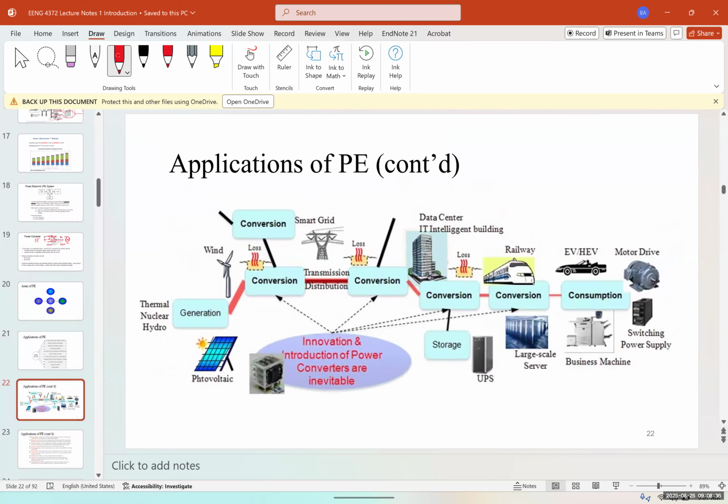And these are some applications, again, in generation: thermonuclear, hydro, photovoltaic, wind, conversion from AC to DC and DC to AC. They are used in data centers, AI, railway, EVs, plug-in hybrids, motor drives, switching power supplies, business machines, servers, UPS, and so on.